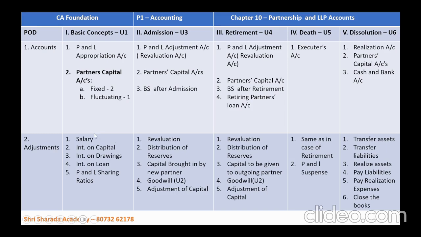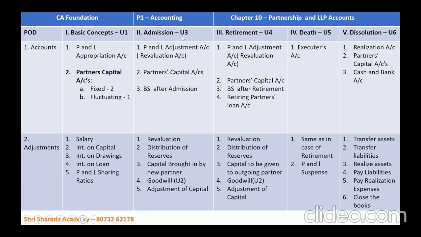We need to learn 5 adjustments involved in this process of preparing these 2 accounts, that is salary or commission to the partners, interest on capital adjustments, interest on drawings, interest on loan, profit and loss sharing ratios. When it comes to the unit 2, actually it talks about goodwill computation and treatment. There is no separate account involved here, that I have prepared another video, you can refer to that.